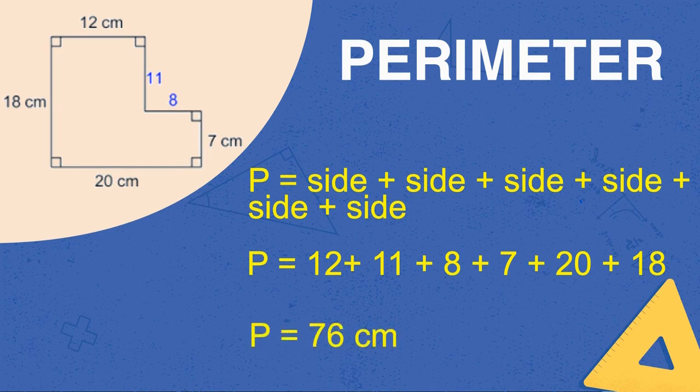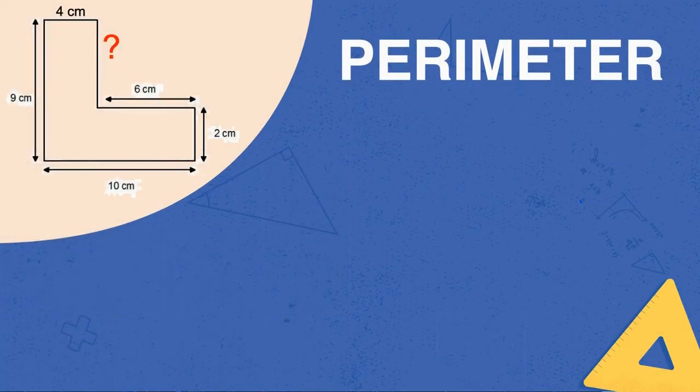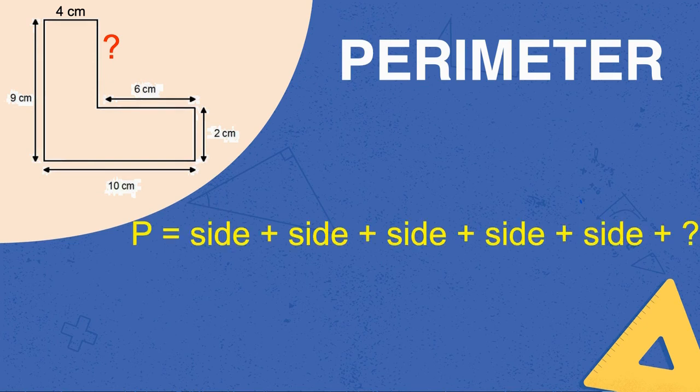76 centimeters. That's correct. Now, boys and girls, there are times when we're not given all of the sides. But there's still a way that we can figure out what the perimeter is. Let's take a look. First, we must always write down our formula. In this case, our formula is side plus side plus side plus side plus side plus question mark. And I put that question mark there because that represents the unknown side.